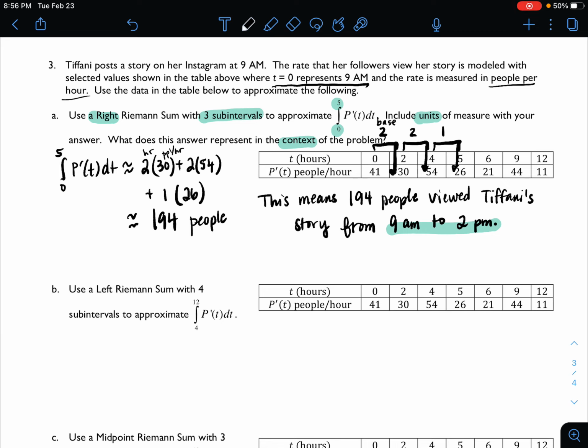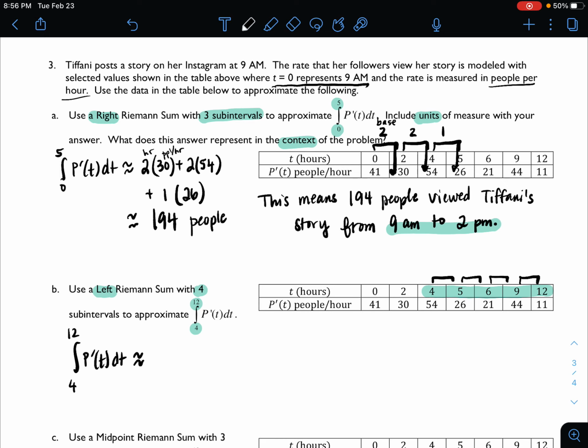Okay, part B. Now we're going to use a left Riemann sum with 4 subintervals, and we're going from 4 to 12. So pay attention that we're going from 4 to 12. And I will use the 4 subintervals as dictated by the table. So from 4 to 5, 5 to 6, 6 to 9, and 9 to 12. So I'm approximating my integral from 4 to 12.